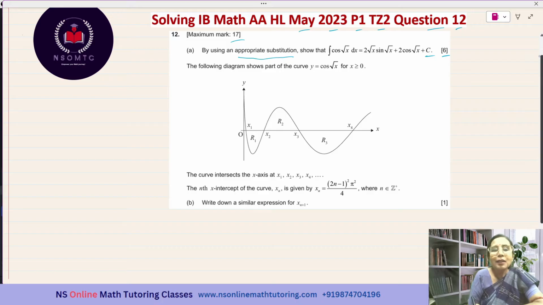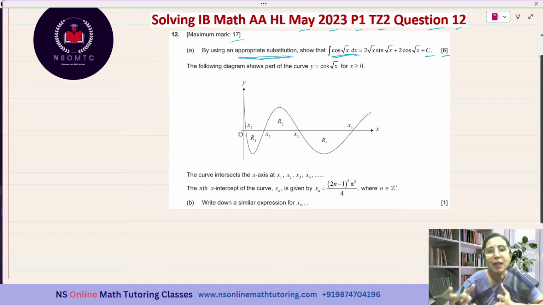Just by looking at this portion, by using an appropriate substitution, some students get confused. Of course you have to substitute, because how can you otherwise integrate cos of root x? You know the integral of cos of x, but you do not know how to integrate cos of root x. So you have to do the substitution. What will you be substituting? Obviously root x, because we do not know how to integrate cos of root x, but we know how to integrate cos of x.